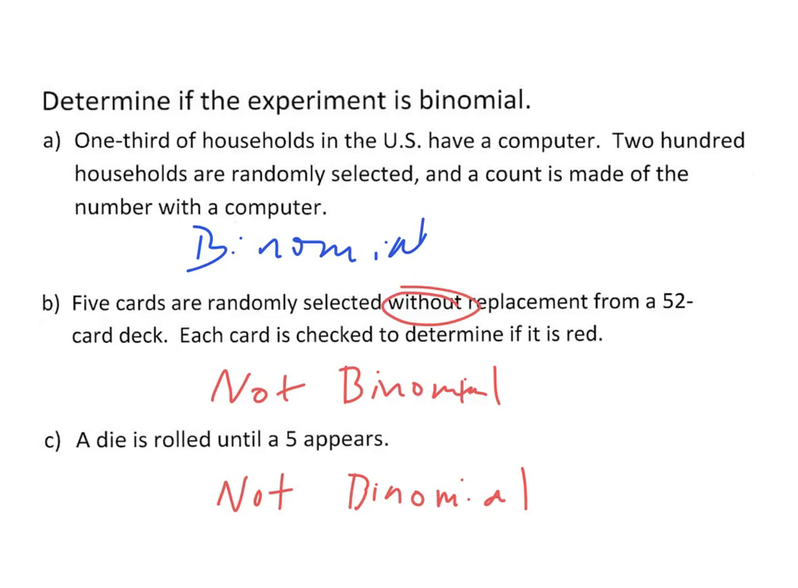But because there's this unknown, it can't be a binomial experiment because it's not a fixed number of trials. There's more than one. On to some more things here.